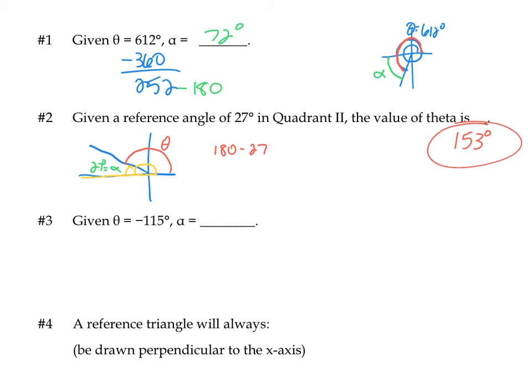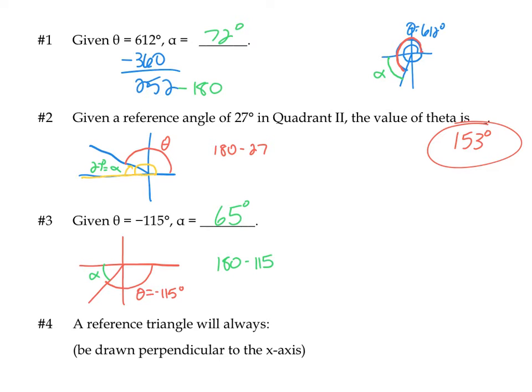Given the theta of negative 115 degrees. Okay, so a negative angle measure, we start on the positive x-axis and we go clockwise 115 degrees. So this is theta, negative 115 degrees. Remember, your reference angle is always to the x-axis. It's always positive, always acute, and always drawn to the x-axis. So this will be 180 minus 115. So we have a 65 degree reference angle.